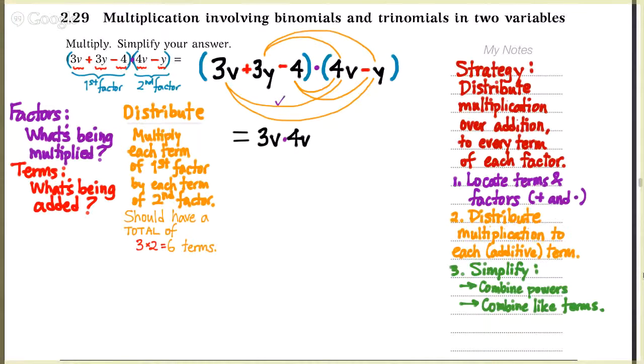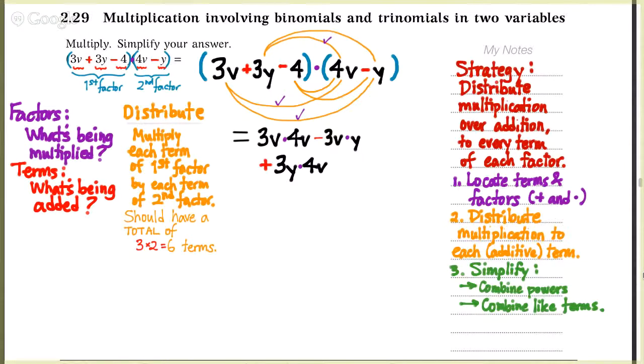So let's go one at a time. Starting with the first term from the first factor multiplied by the first term from the second factor, 3v times 4v. I'm not going to simplify that yet. I'm just going to write it down and put a little check mark next to the line that indicates we've taken care of that product. The first term from the first multiplied by the second term from the second will give me 3v times minus y, which I'm going to write as minus 3v times y, just moving the minus out to the front.